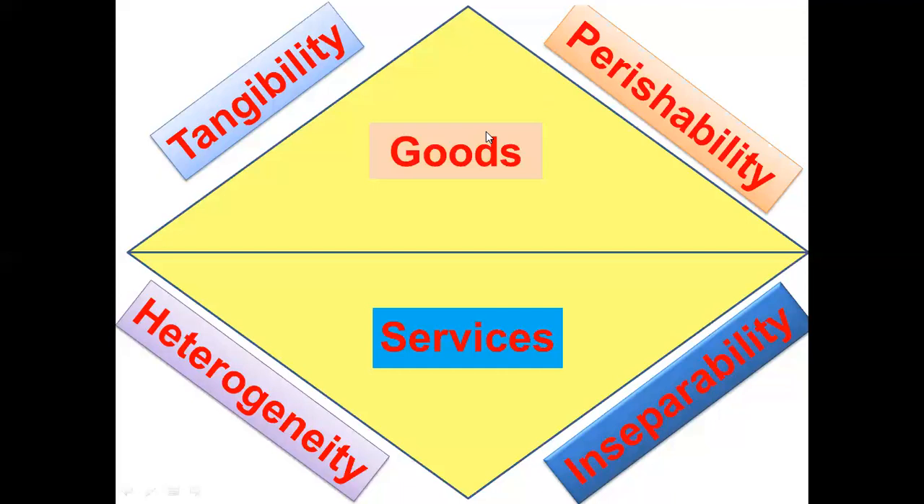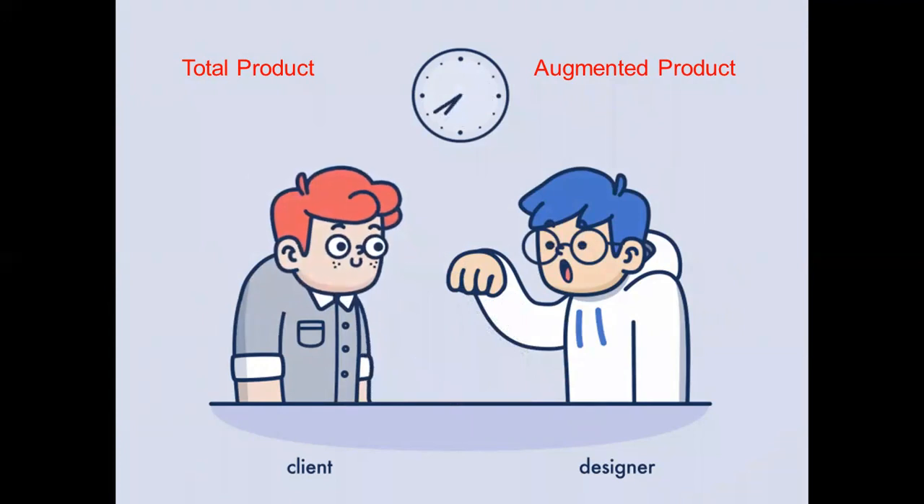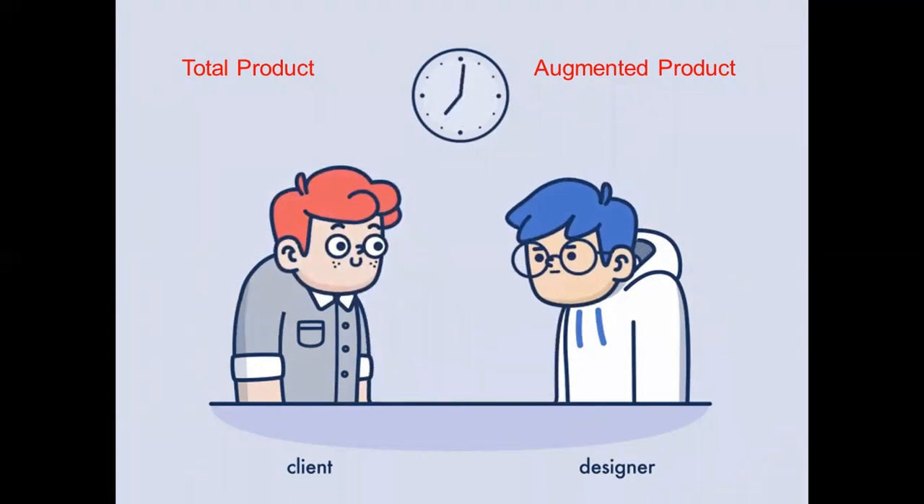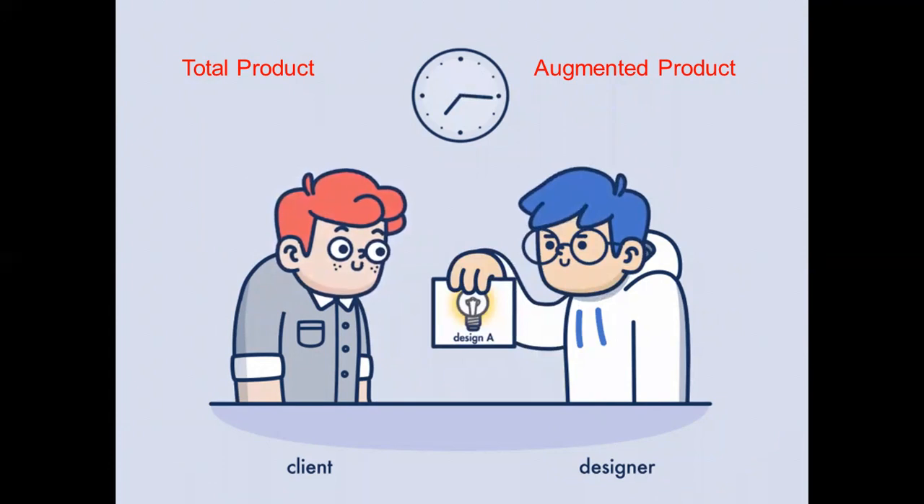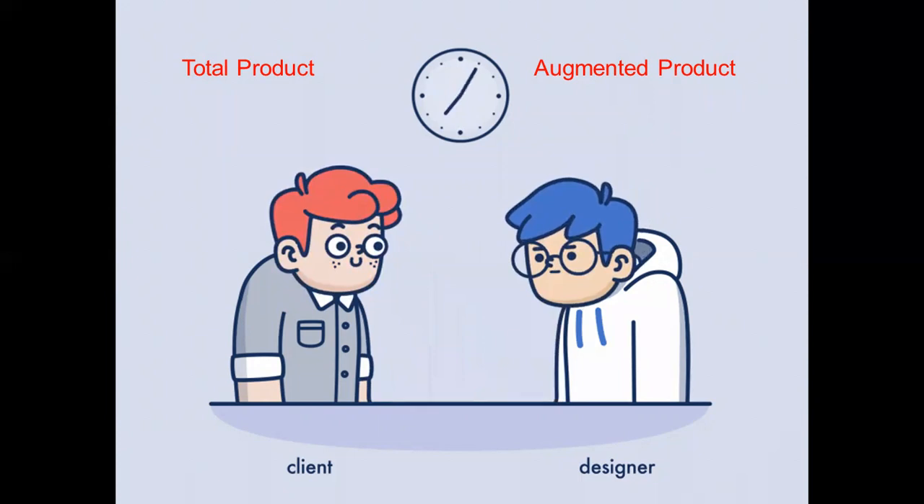Understanding these characteristics or dimensions across the product and service continuum can help us actually position our product better. It is also very pertinent here to understand the difference between the total product and the augmented product, meaning how customers see and how you as an entrepreneur see your product. So if this is the designer and here comes the customer, the customer's view about your product can be significantly different from your own.